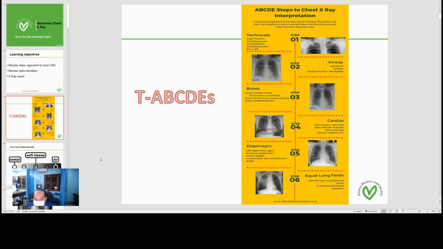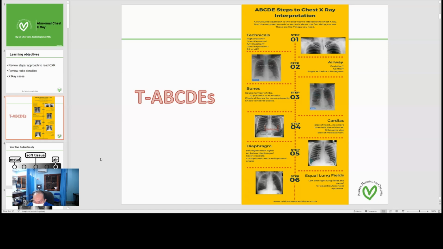And the fifth step is diaphragm assessment. You know, the right side is usually higher than the left in the normal, and we have to check air below the diaphragm, gastric tube, costophrenic and cardiophrenic angle.